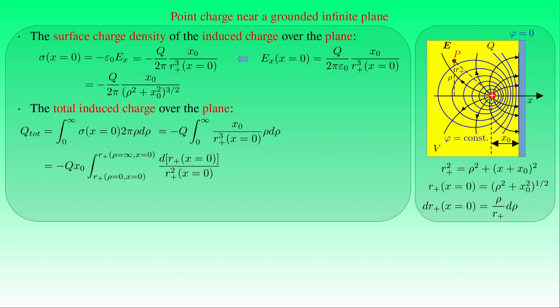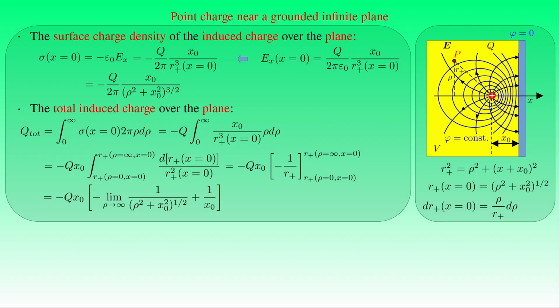The primitive function of the integral is equal to minus 1 over R sub plus at x equals 0, evaluated at the lower and the upper limits. The evaluation gives minus the limit of 1 over the square root of the sum of rho squared and x naught squared as rho tends to infinity, plus 1 over x naught. Since the first term in the brackets vanishes at infinity, the total induced charge over the infinite grounded plane is equal to minus q. This result means that every electric field line that leaves the point charge q terminates somewhere on the infinite plane, that is, no electric flux escapes to infinity.